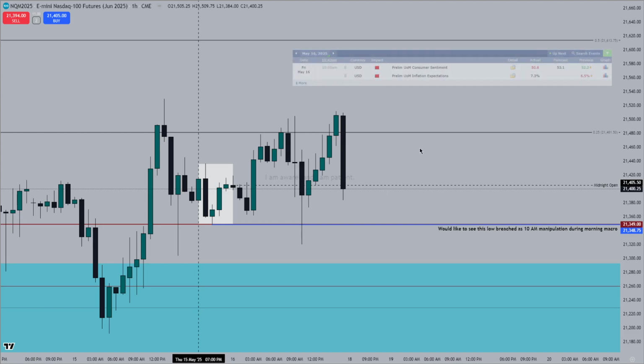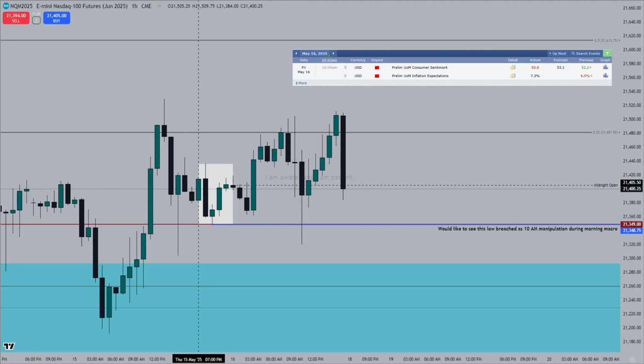Now, before we get into anything else, just remember that we did have 10 a.m. red folder news. And what is price likely to do on days where we had 10 a.m. red folder news? Price is likely to manipulate the direction at 9:30, and then 10 a.m. would likely continue further manipulation in that same direction.